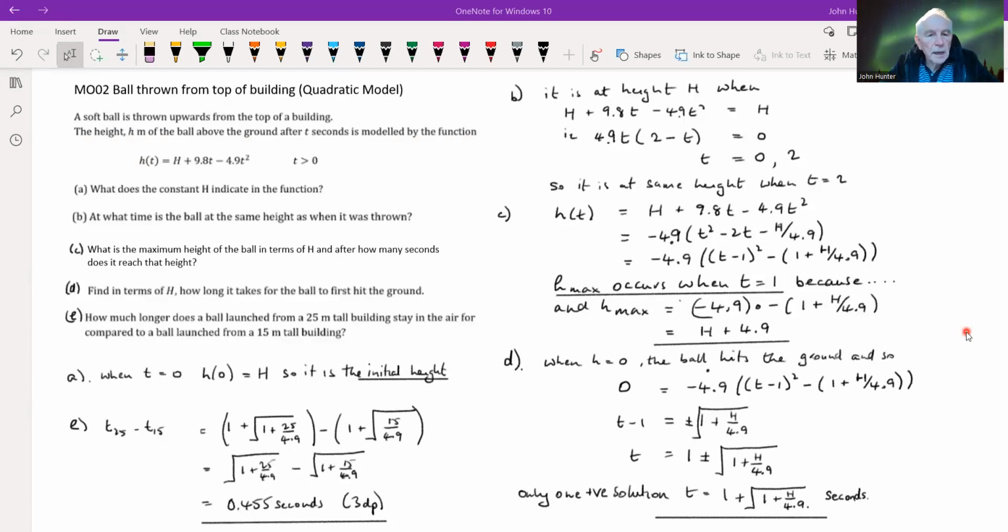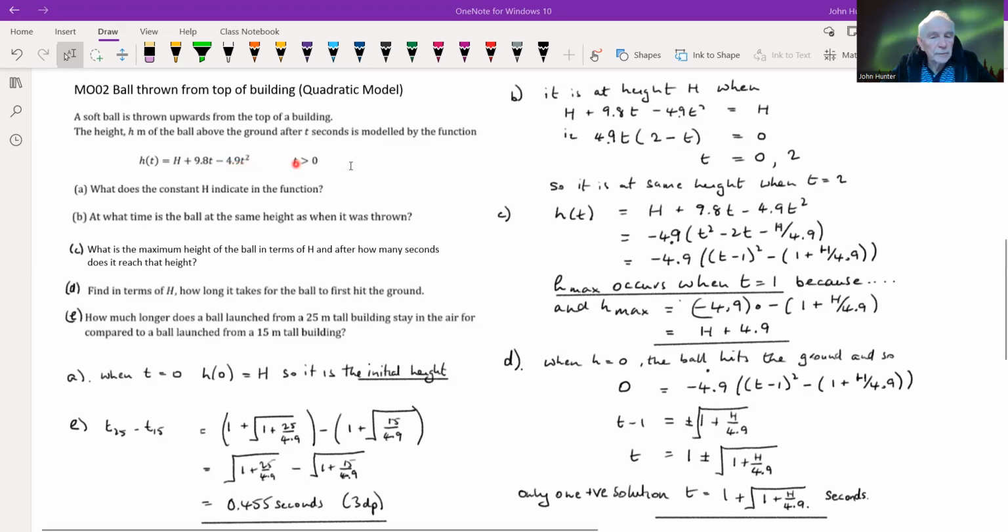Okay, this is a worked example for a quadratic model to do with a ball being thrown from the top of a building. So let's have a look. A soft ball, why it's soft, I don't know, is thrown upwards from the top of a building. The height h meters of the ball above the ground after t seconds is modeled by this function. H of t equals h plus 9.8 t minus 4.9 t squared.